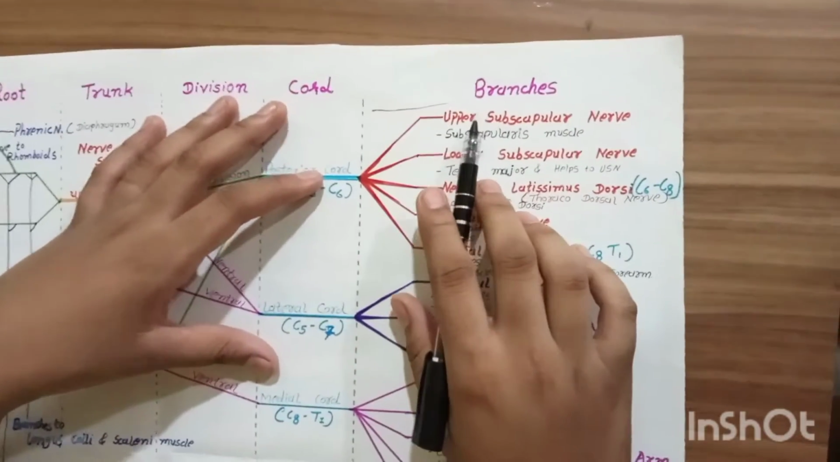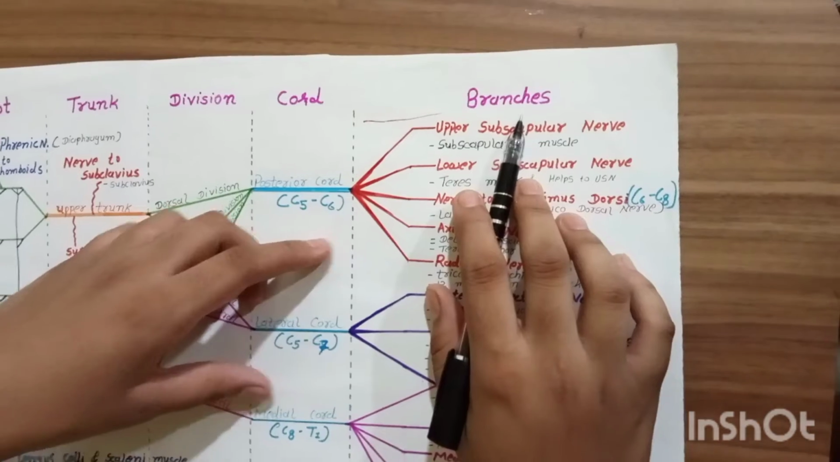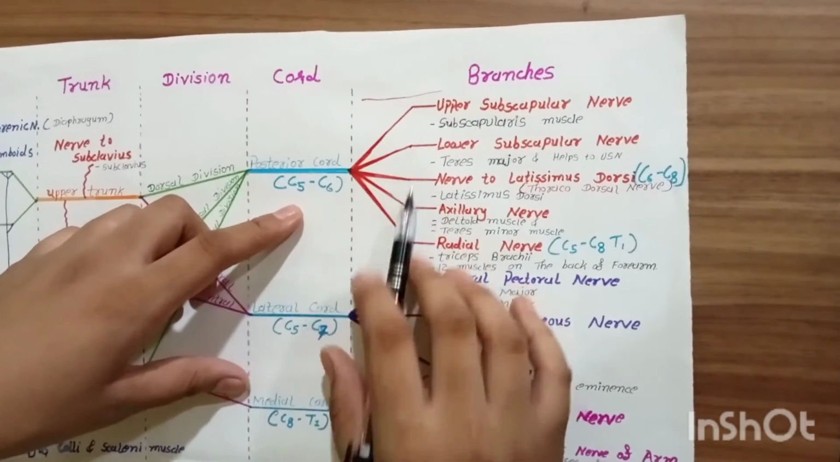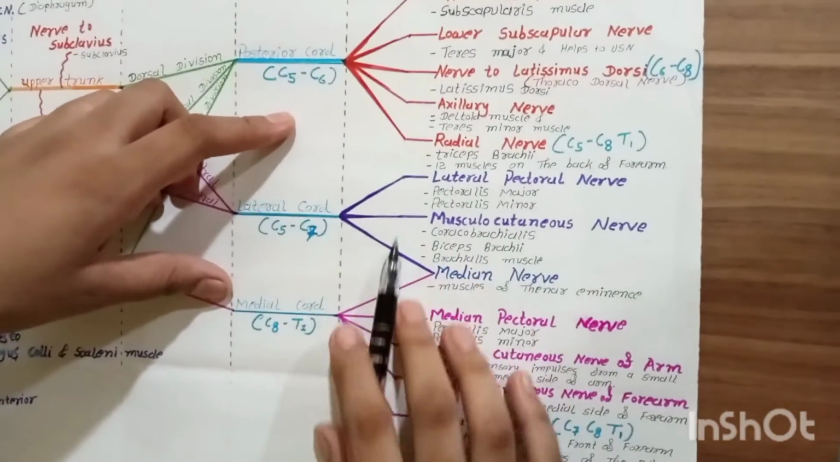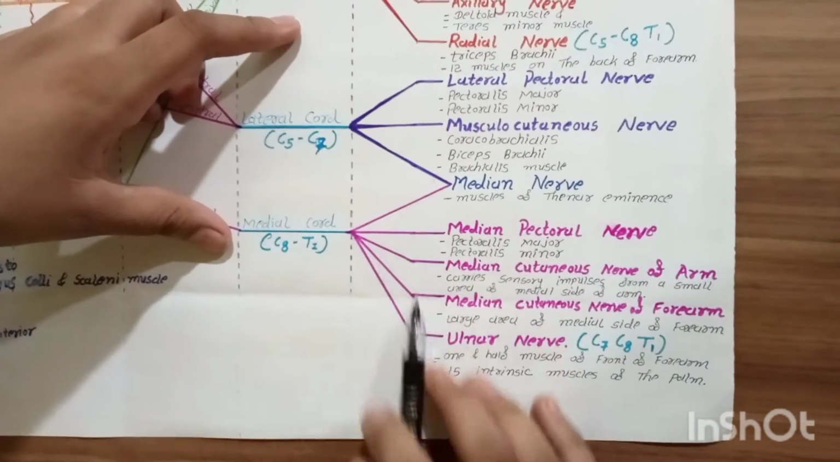Now we are discussing the branches of the brachial plexus. The posterior cord divides into 5 branches, the lateral cord divides into 3 branches and the medial cord divides into 5 branches.